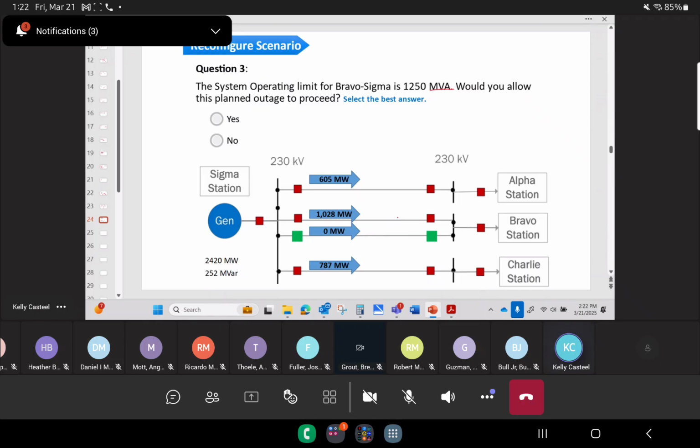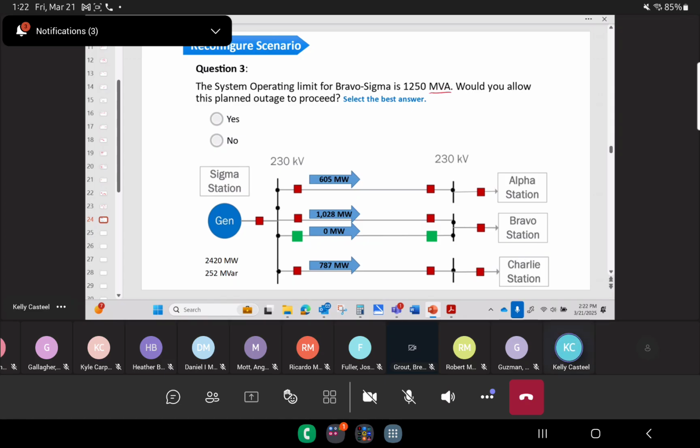Hey, Kelly, can you hear me? Yeah, go ahead. Yes, sir. What I was trying to understand is how do you figure that it's under the SOL with those given numbers? Well, I don't believe that they give enough information for that. The correct answer is yes, but I just don't see where the numbers add up so you can figure out if it's over the SOL or if it's under the MVA.